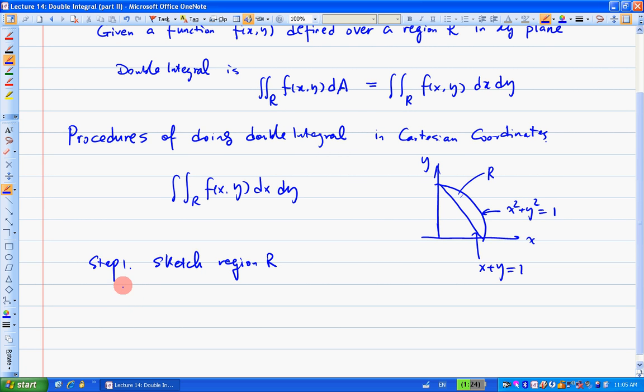So step number 2 is that you decide, or determine, the order of integration.